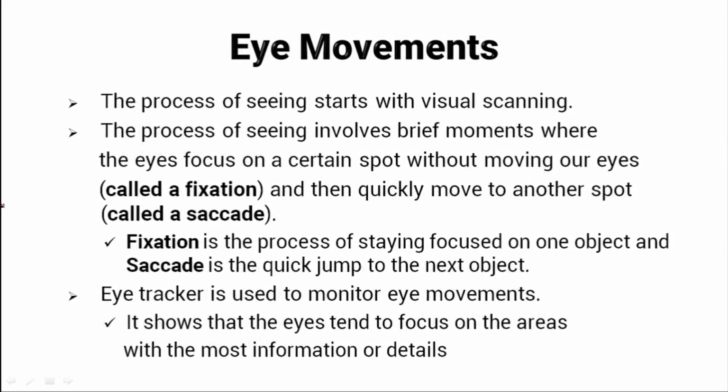When we are reading, how does the attention process really work, or how does the eye work for that matter? Now the process of seeing starts with visual scanning. The process of seeing involves brief moments where the eyes focus on a certain spot without moving, which is called a fixation, and then quickly move to another spot, which is called a saccade.